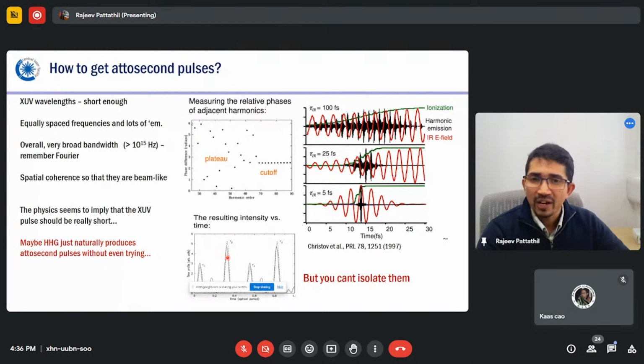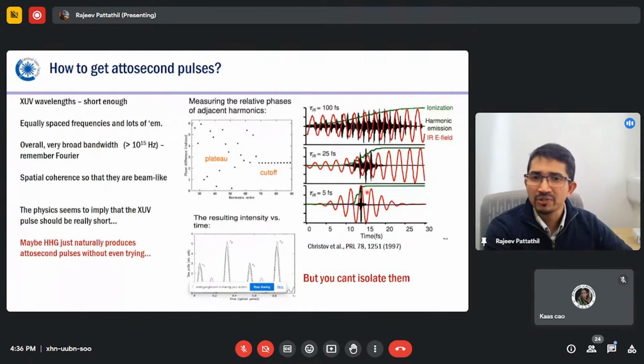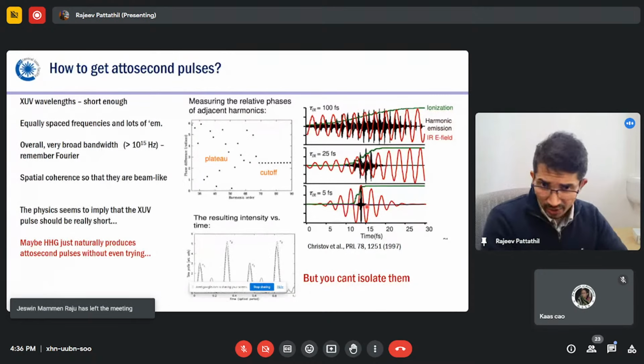One way to make sure that you have these things add up in phase is to reduce the number of light cycles. So instead of having a very long pulse, like let's say 100 femtoseconds or so, you go to a short pulse.